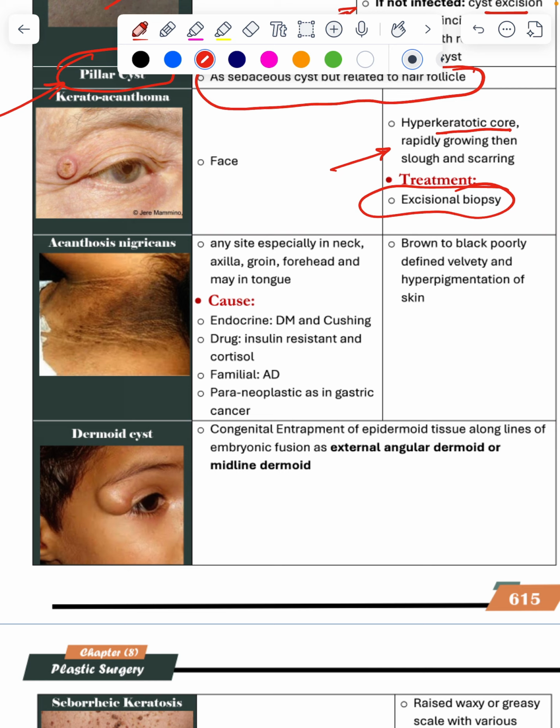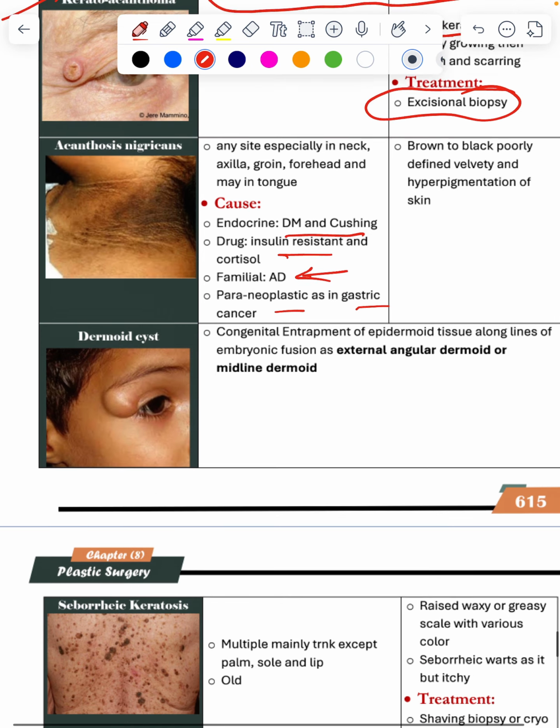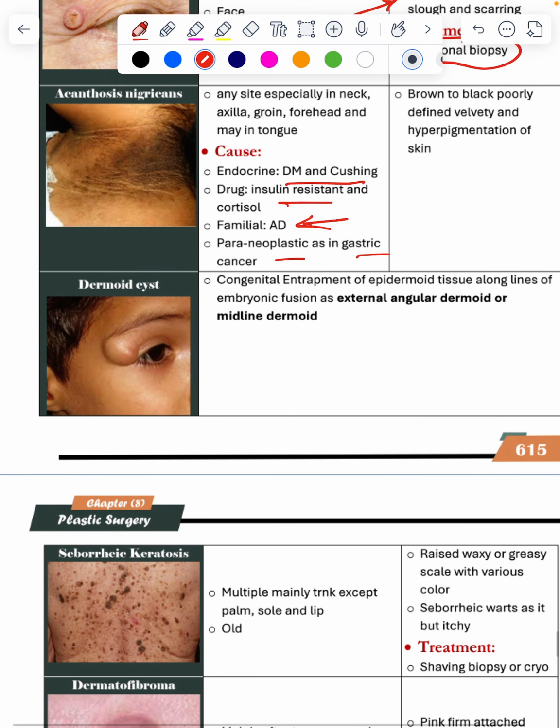Acanthosis nigricans: brown to black patches, causes are endocrine, diabetes, Cushing's, insulin resistance, familial autosomal dominant, paraneoplastic and gastric cancer. Dermoid cyst: this can be epidermoid tissue, lines, embryonic, angular dermoid, or midline dermoid. Midline dermoid can be seen above the hyoid bone.